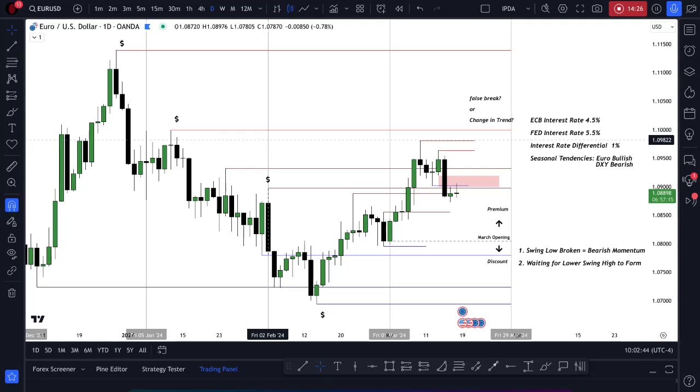Lower highs, lower lows, bearish trend. It doesn't get any more simple than that when it comes to finding trend. But how to enter in those trends can be a little more difficult. Let's take a look at this intraday today.